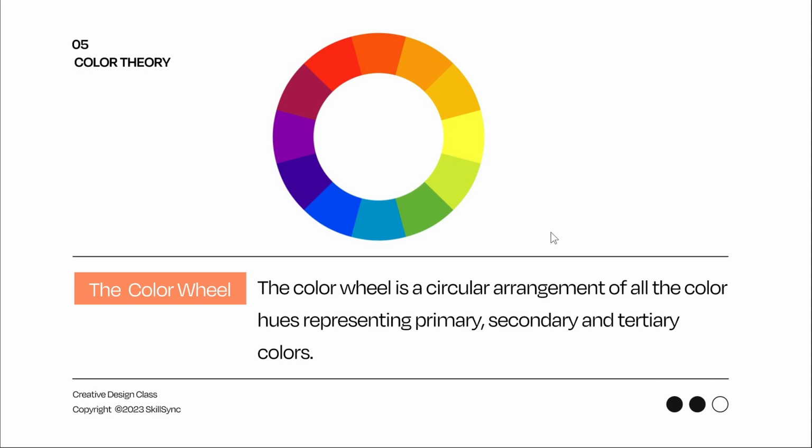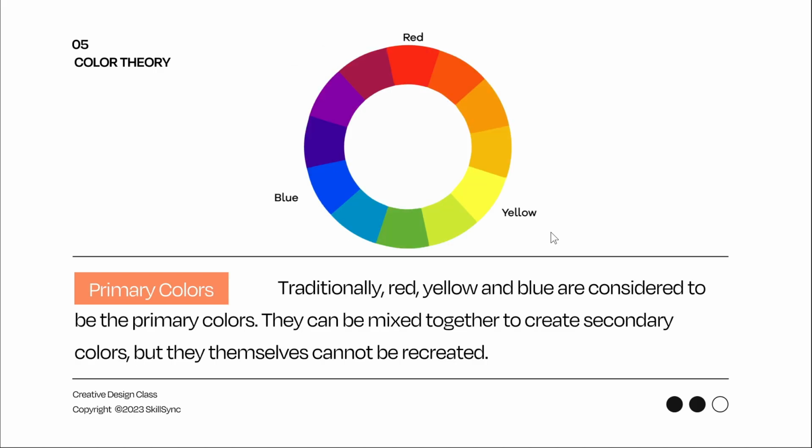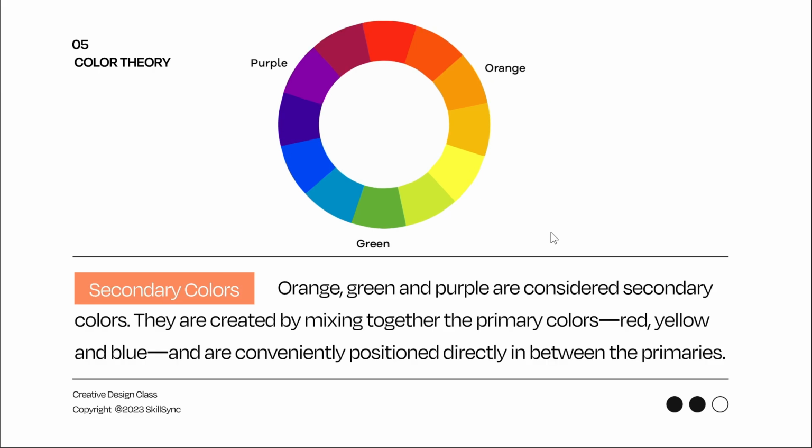Let's talk about the color wheel. With the color wheel, it is just a circular arrangement of all the color hues. All right. So we have primary colors, secondary colors, and what? Tertiary colors. With the primary colors, they are red, yellow, and blue. They cannot be regenerated with any color combination. But then we have secondary colors, which can be generated using the primary colors. They are created by mixing together the primary colors.